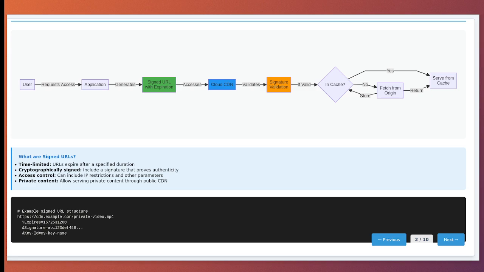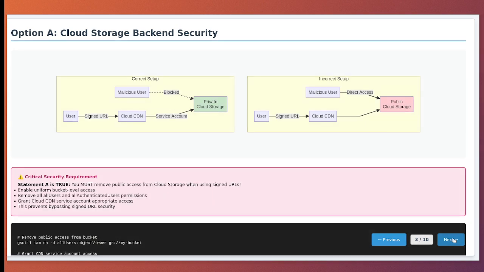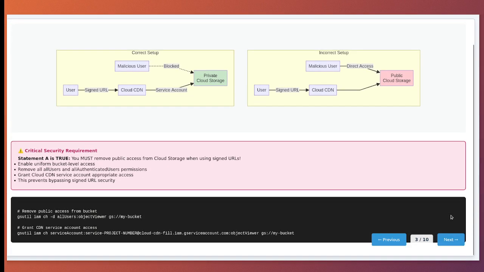In Cloud CDN, signed URLs work with your backend storage, like cloud storage, to ensure that only authorized users can access protected content. The CDN validates the signature before serving cached content. This is commonly used for premium content, confidential documents, or any resources that should have controlled access. Option A discusses the cloud storage backend. Option A states that if you're using cloud storage as a backend, you must make sure to remove public access.